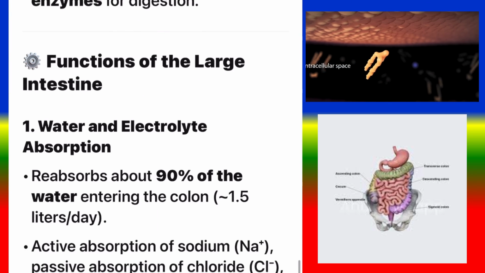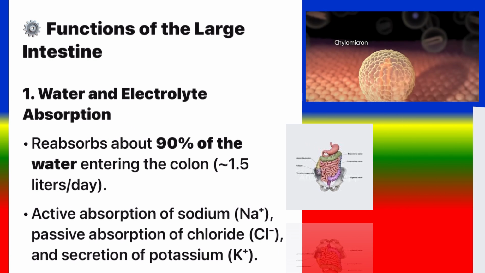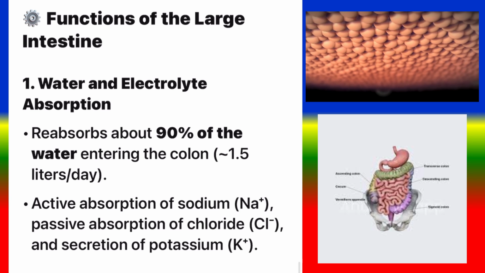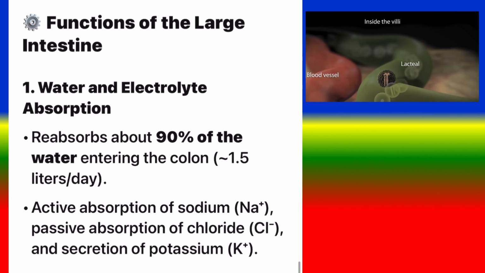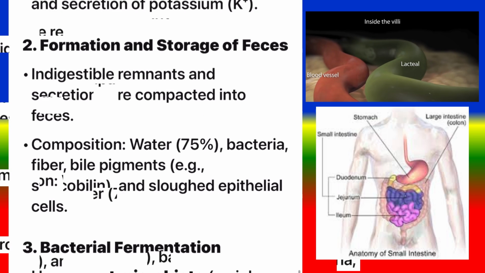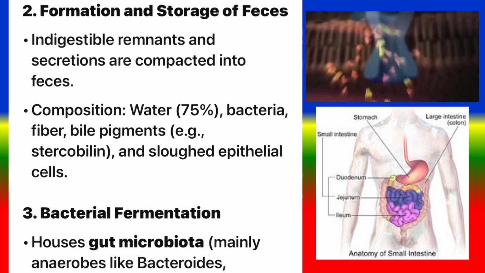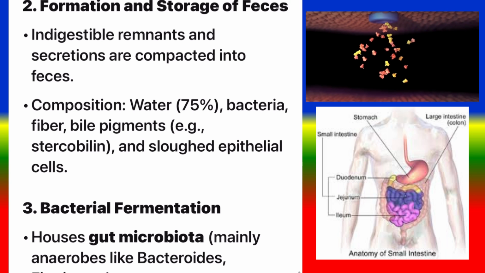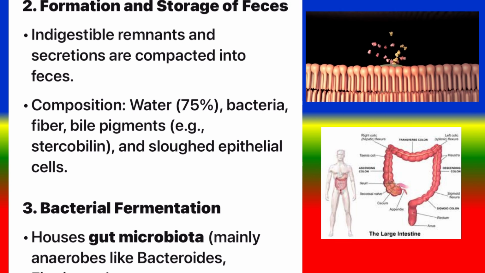Functions of the large intestine. 1. Water and electrolyte absorption. Reabsorbs about 90% of the water entering the colon, 1.5 liters per day. Active absorption of sodium, Na+, passive absorption of chloride, Cl-, and secretion of potassium, K+. 2. Formation and storage of feces. Indigestible remnants and secretions are compacted into feces. Composition: water 75%, bacteria, fiber, bile pigments, e.g. stercobilin, and sloughed epithelial cells.